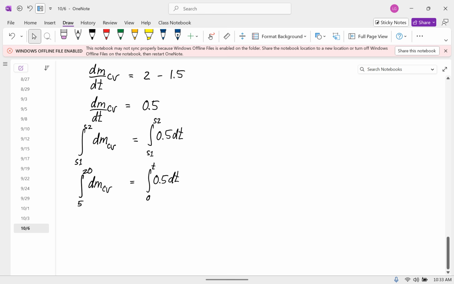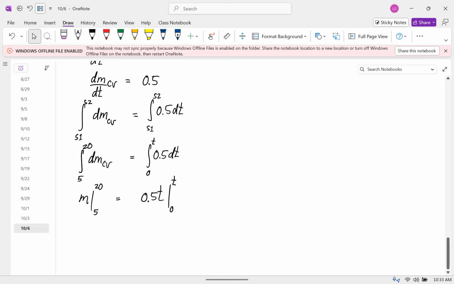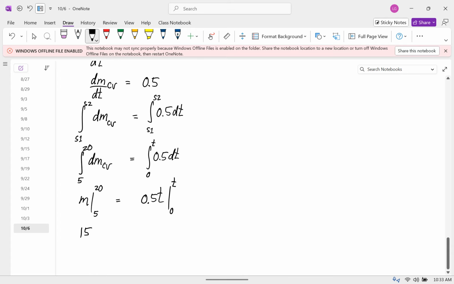Okay, so what do you get? If you integrate this side, you just go 5 to 20. And if you integrate this side, you get 0.5 t evaluated from 0 to t. And so that says that 15 is equal to 0.5 t, and so t is equal to 30 seconds.